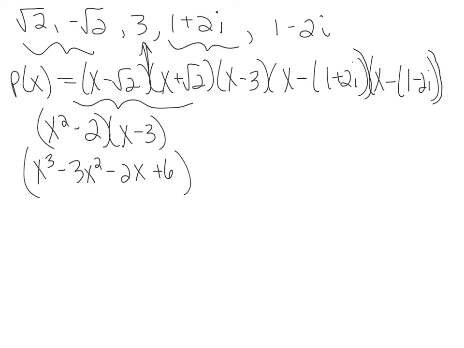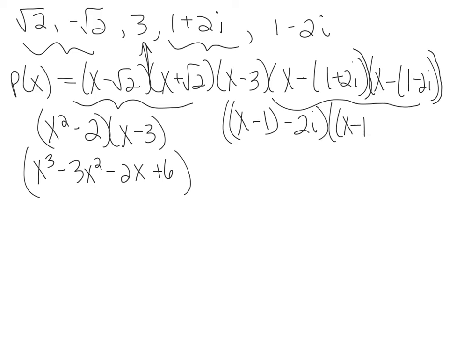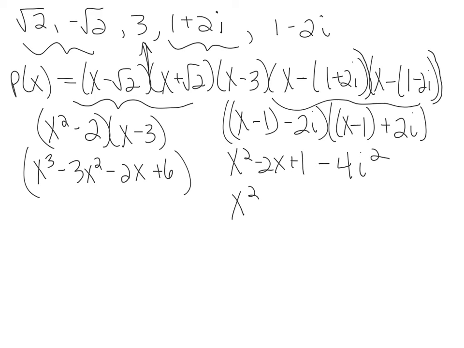Okay, now for this part. I'm going to have x minus 1 minus 2i times x minus 1 plus 2i. x squared minus 2x plus 1 minus 4i squared. That gives me x squared minus 2x. This would be a plus 4, plus 5.